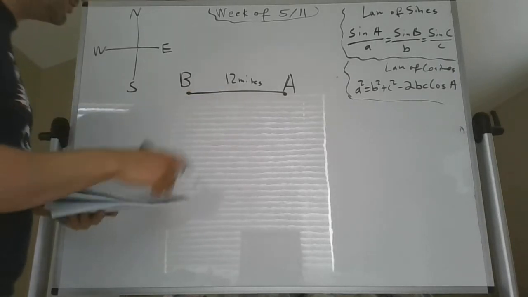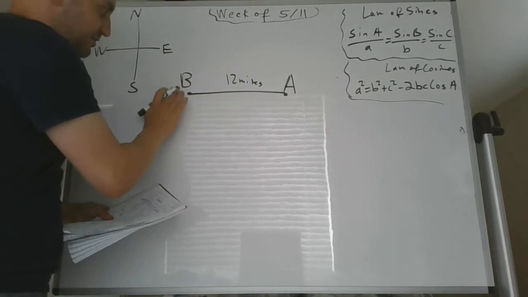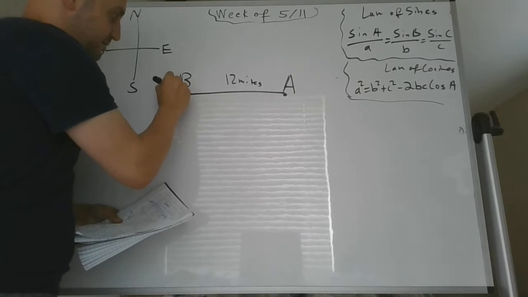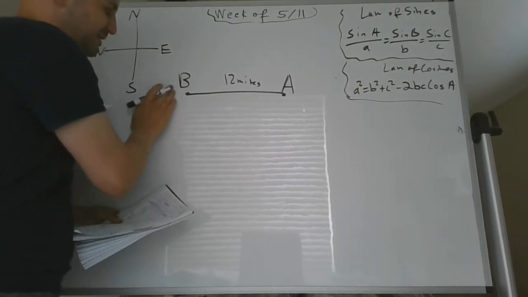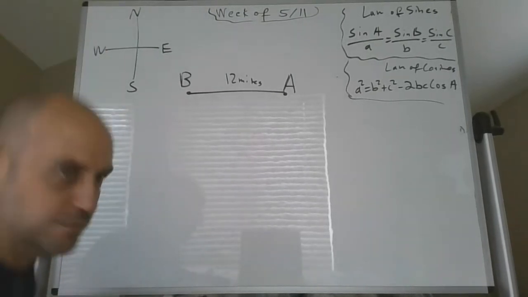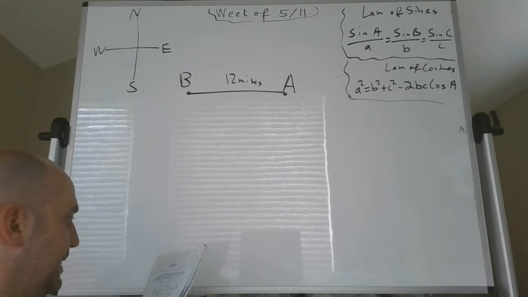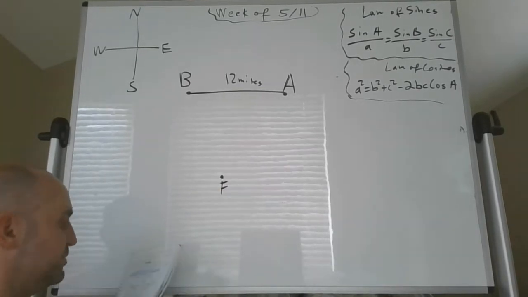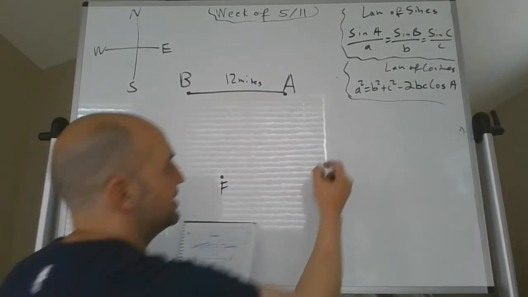Okay. Next, it's saying that a fire is spotted from both towers. So from both towers, a fire is spotted. How can I draw a tower? It kind of reminds me of tower defense. Like that. Okay, it's like a tower. Anyways, a fire is spotted from both towers, and we'll just call that F, fire. Okay, fire is spotted from both towers, and this is how you're going to see it.